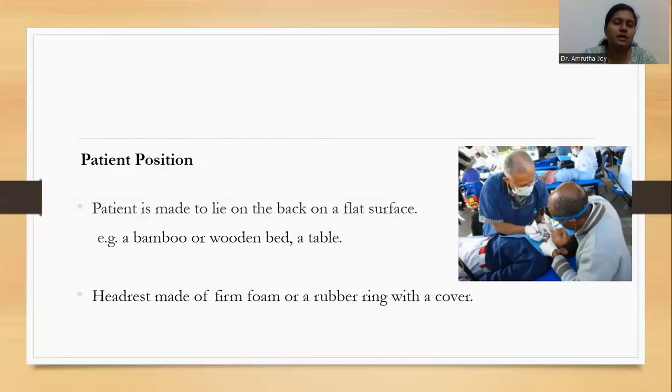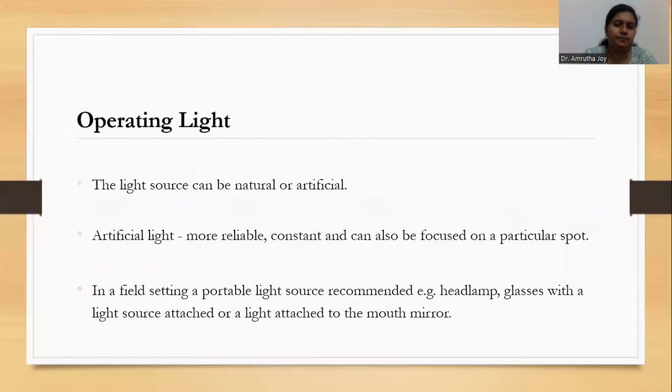Then patient position will allow the patient to lie on their back on a flat surface such as a bamboo or wooden bed or a table. And a headrest can be used that is made up of foam or a rubber ring with a cover.